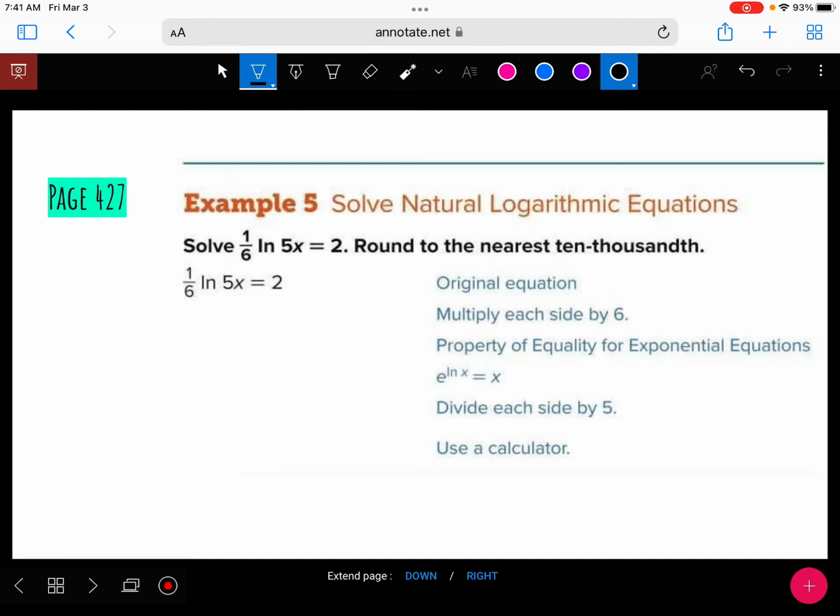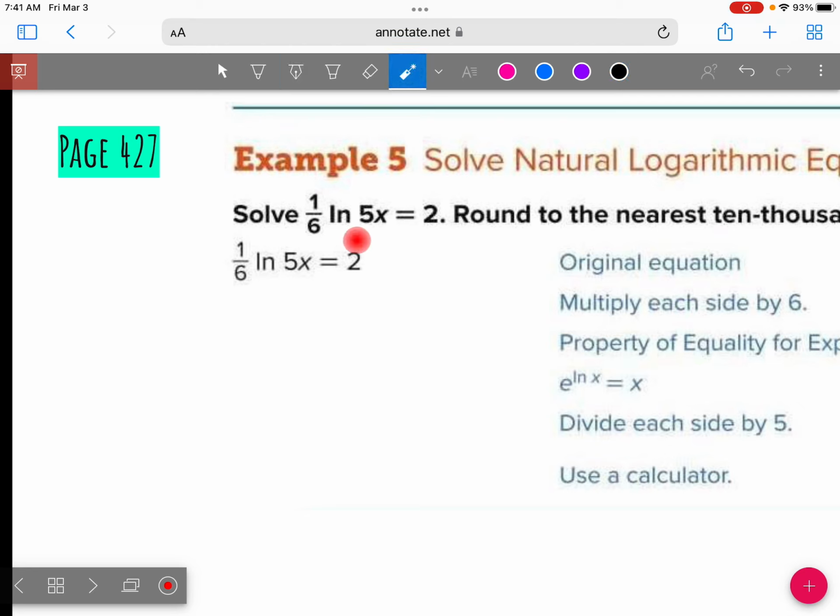First thing first, I would like my log to be all by itself. So what am I going to do over here to get my log by itself? Which piece do I need to move? The 1/6. How do I get rid of a fraction like that? Multiply by 6. Multiply by what's on the denominator. That means this guy and that guy cancel out. We'll be left with just the natural log of 5x equals 2 times 6 gives us 12.